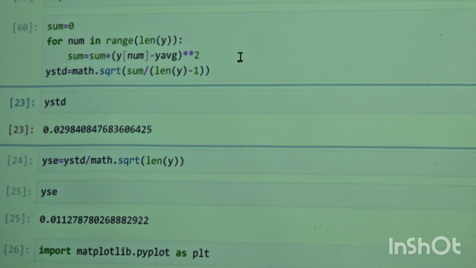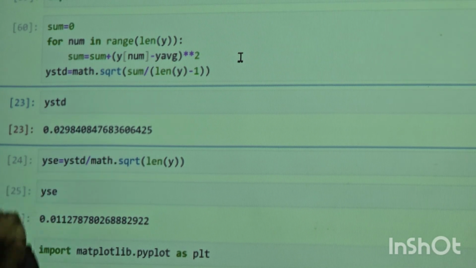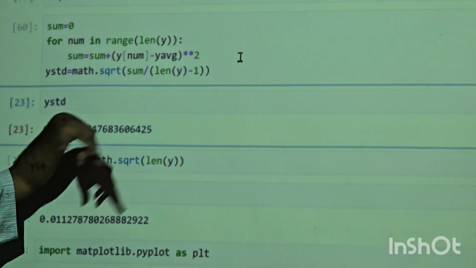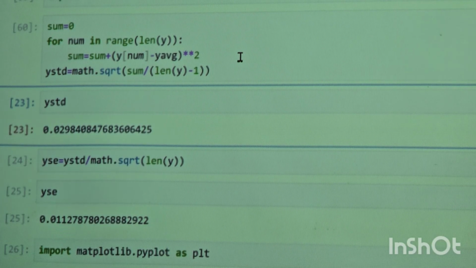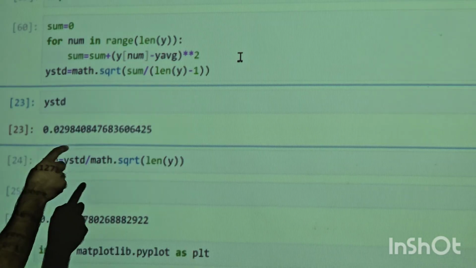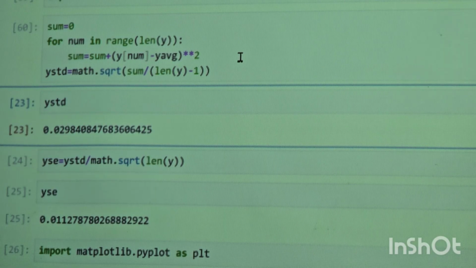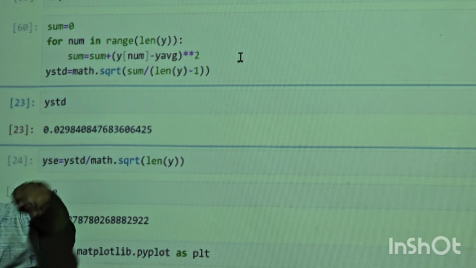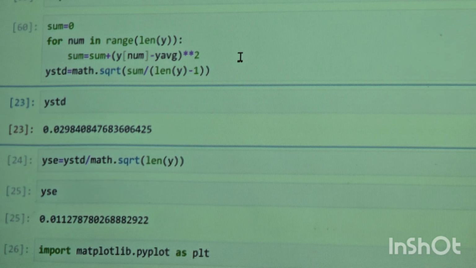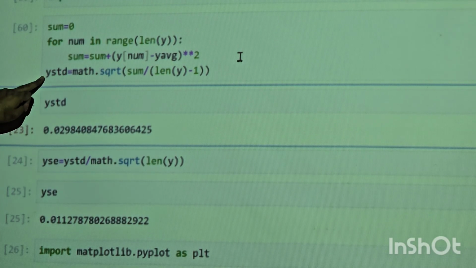And for each number, I take the difference of that number from the average. This y average has been computed prior to this loop. I take the square of each of these numbers and add this value to the previous sum. So I keep on accumulating the sum. The variable keeps on growing. Finally, I divide this sum by n minus 1 and I take the square root. So this gives me the standard deviation of y.